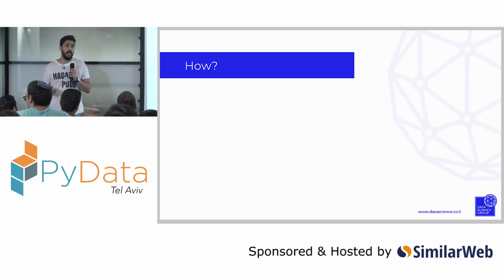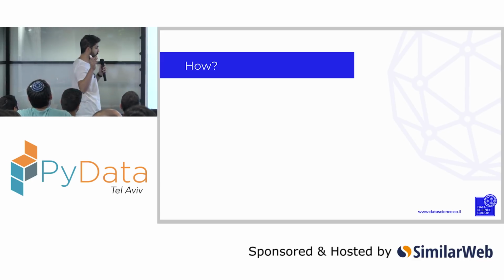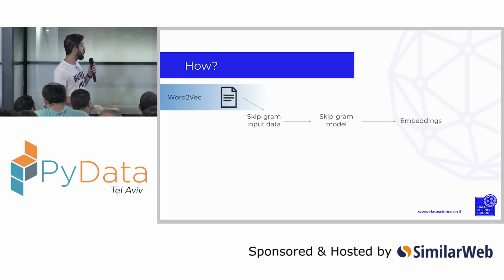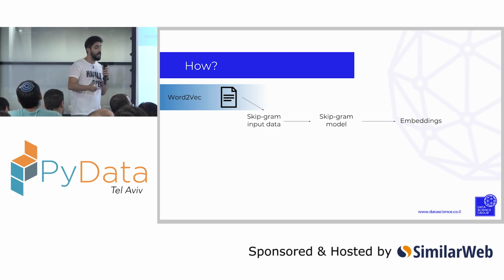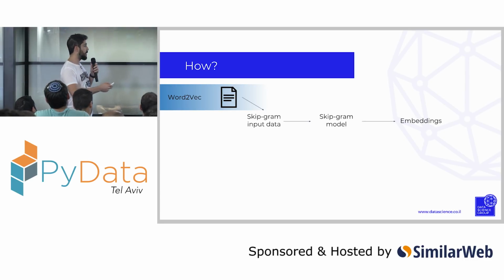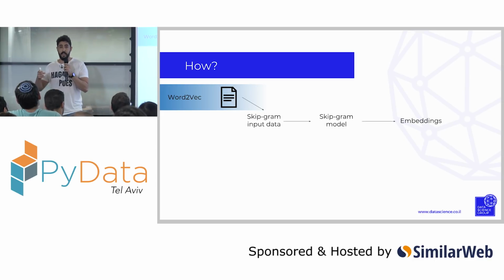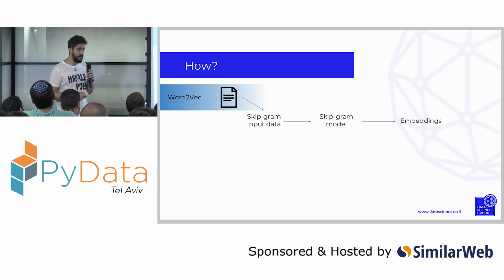So if we think about how Word2vec works in a modular way, we're not going to go very deep into that because it's out of the scope of this talk. But in a modular way, Word2vec takes as an input an array of sentences. And what it does, it generates from that array of sentences some kind of input data to what is called the skipgram model. This data gets fed to the skipgram model. And from that skipgram model, we then draw the embeddings.